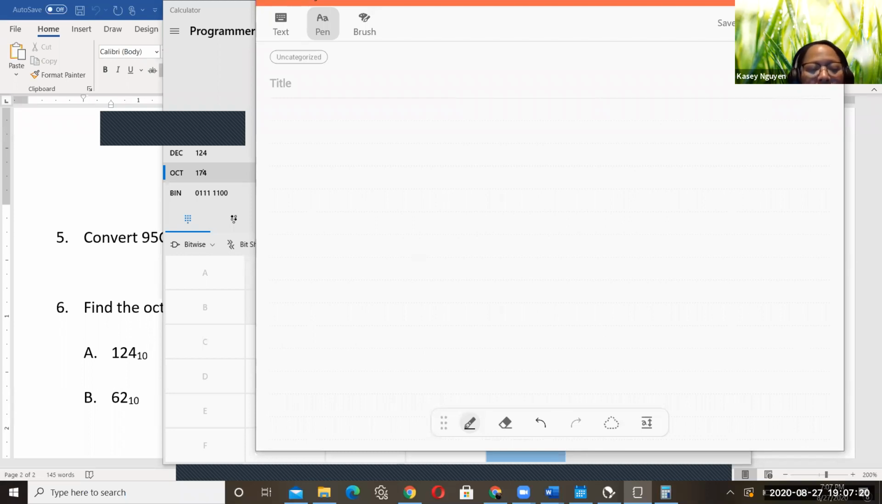So when we do the 6B, let's go from decimal to binary and then from binary to octal. Okay, so here is 62 decimal. So when we converted to binary, we would say 1, 2, 4, 8, 16, 32, 64, right? We don't need to go further than that because we only need 62. So I'm going to use the subtraction method.